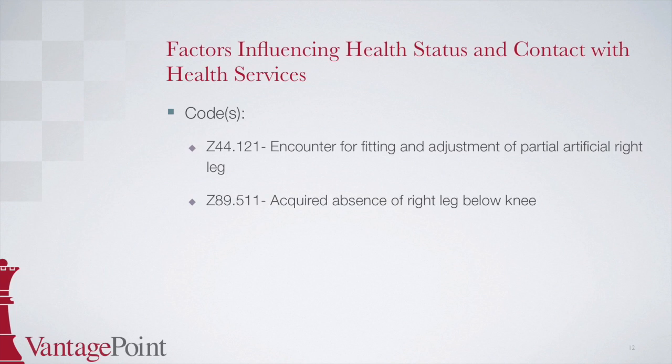When we confirm Z89.51 in the tabular, we see that there are options for right, left, and unspecified in subcategory Z89.51, and therefore Z89.511 is appropriate for the right leg. You do need to pay attention to make sure that both codes are for the right leg. Since the reason for the visit was fitting of the artificial leg, Z44.121 should go first.